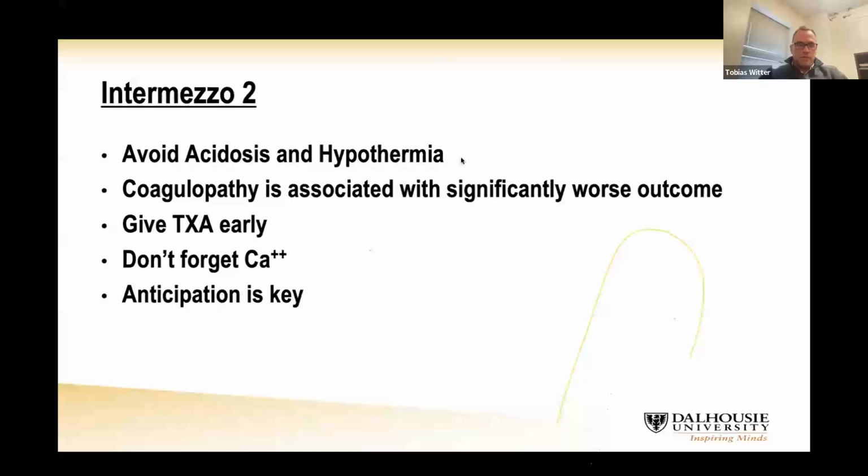Second pause. So what we learned from the last couple of minutes is that we want to avoid acidosis, we want to avoid hypothermia, we want to avoid coagulopathy. We don't want to treat coagulopathy, we want to avoid it, because coagulopathy is associated with worse outcome. We give TXA early, and to the question from earlier, the data is within 3 hours of trauma. Don't forget the calcium. Calcium is a very important cofactor. And again, from a management point of view, anticipation is key. You need to know what you need in the future.